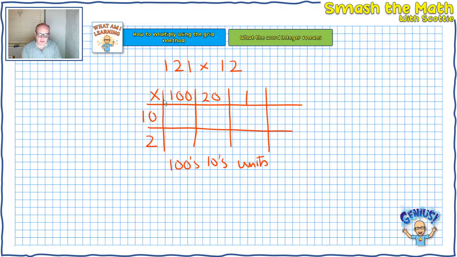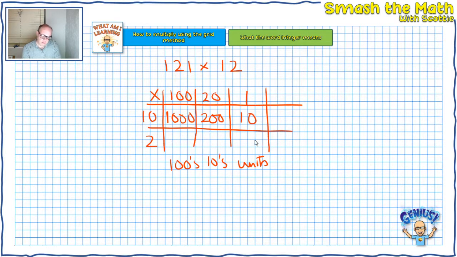So I'm going to do 1 times 1 is 1. And then count my zeros. I've got 1, 2, 3 there, so I'm going to put 3 in. Then I've got 10 times 20, so I'm going to do 1 times 2 is 2, and then I've got 2 zeros, so add them in. Then I've got 10 times 1, well that's easy, that's 10.